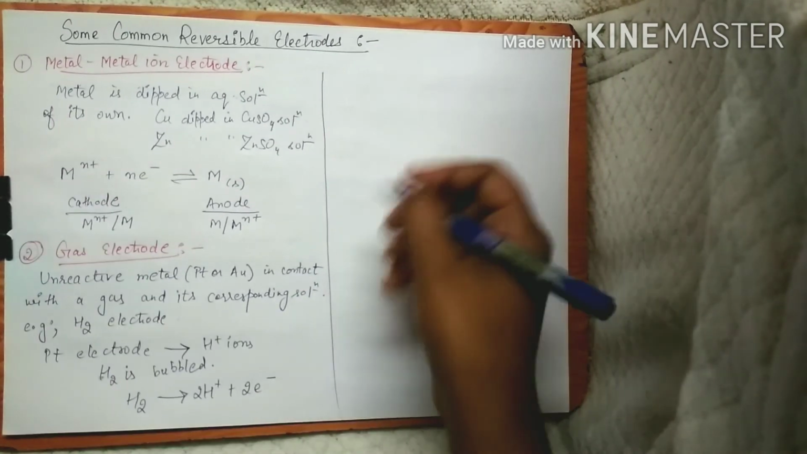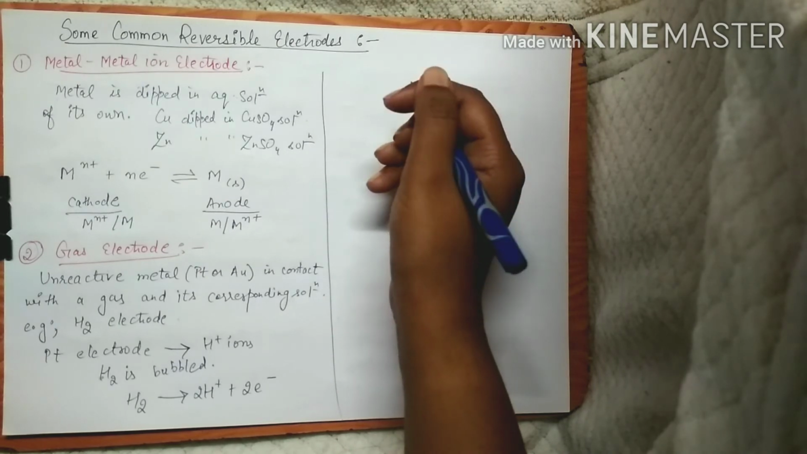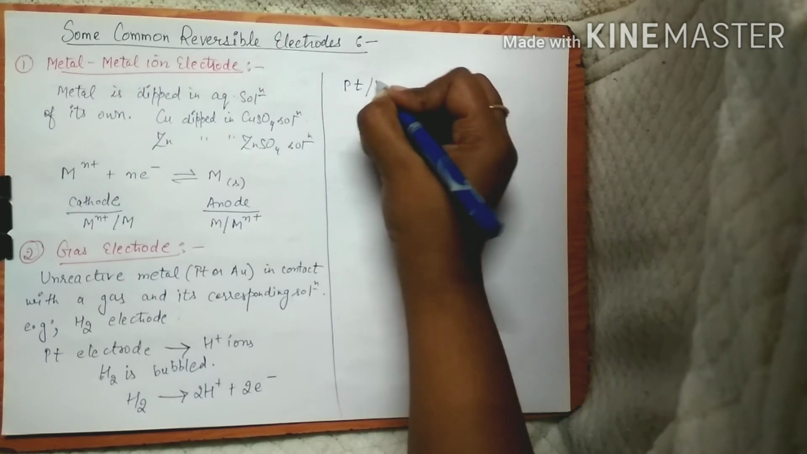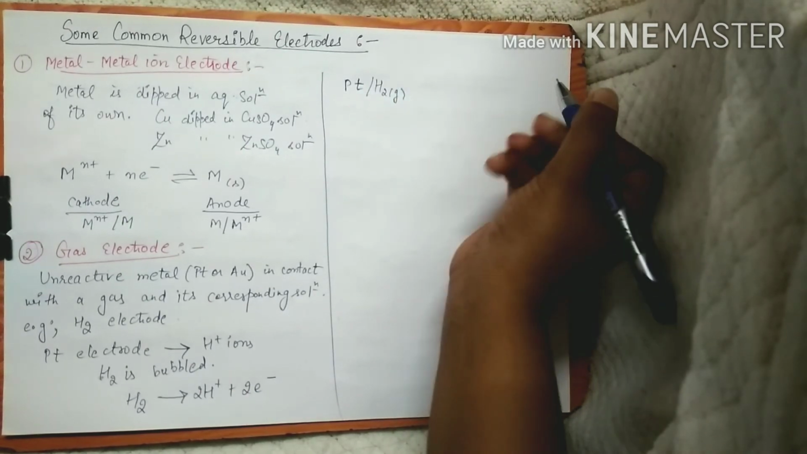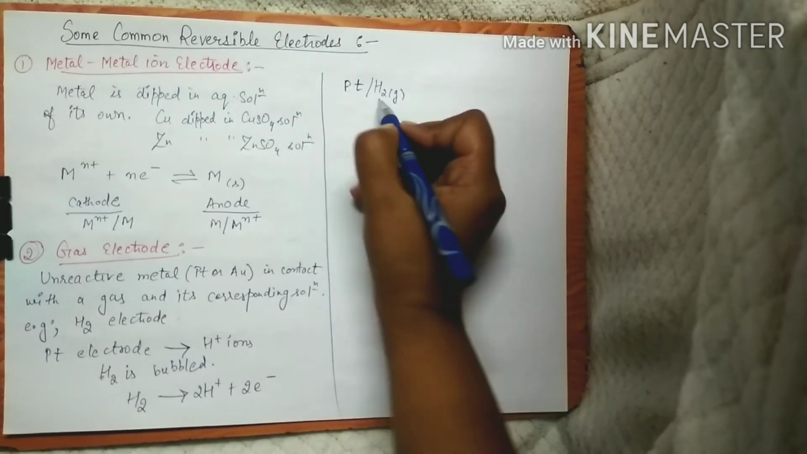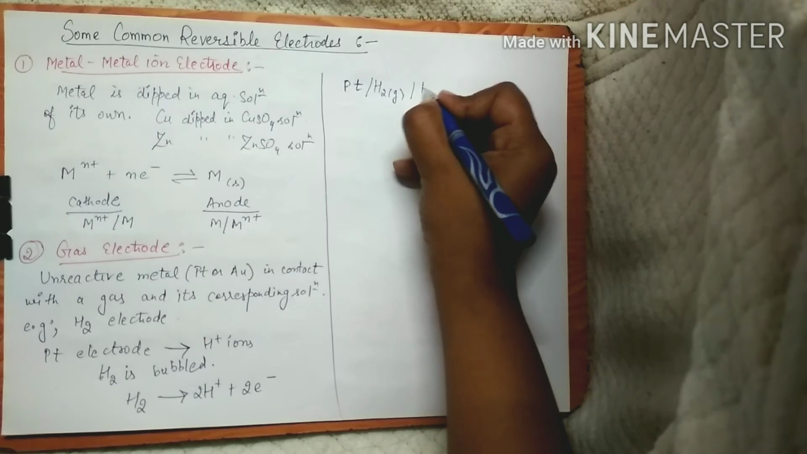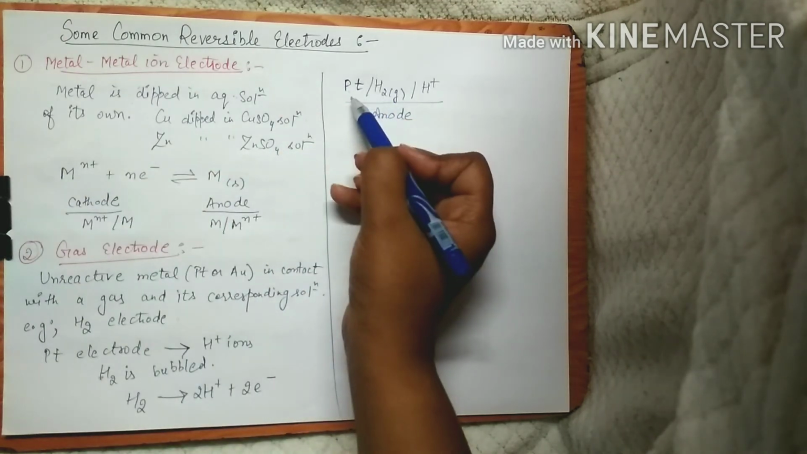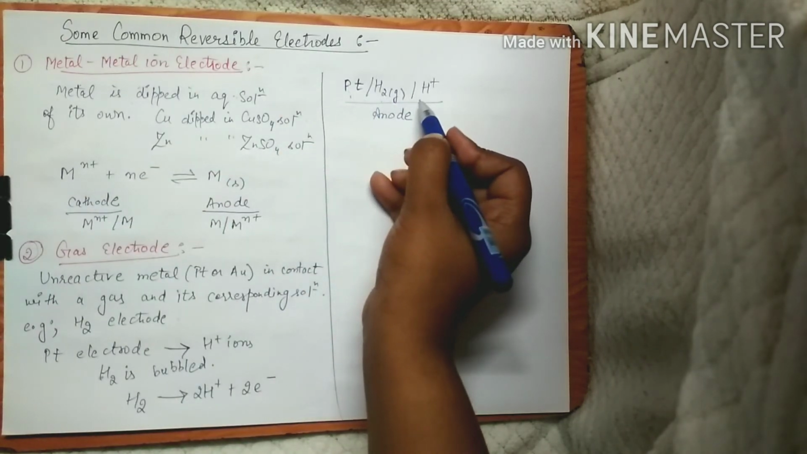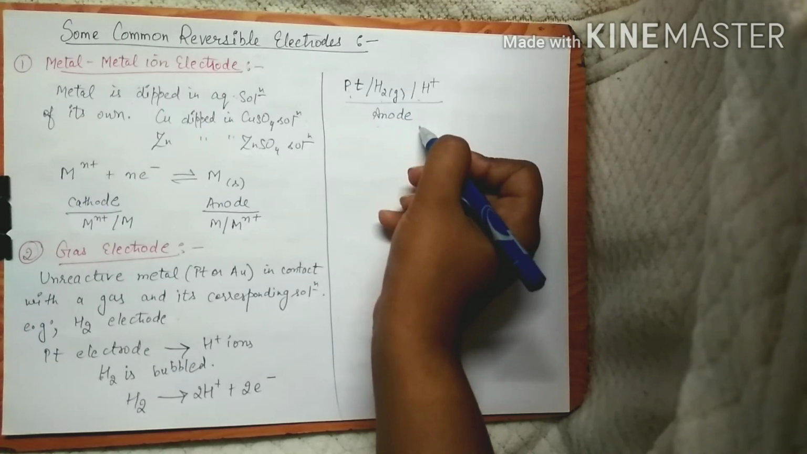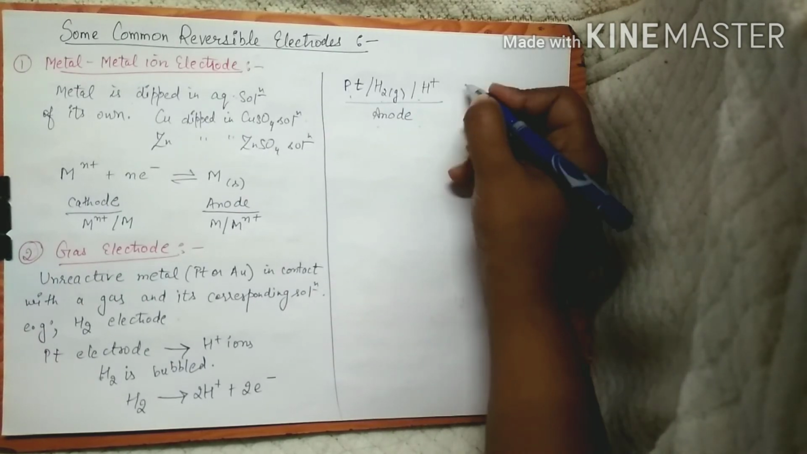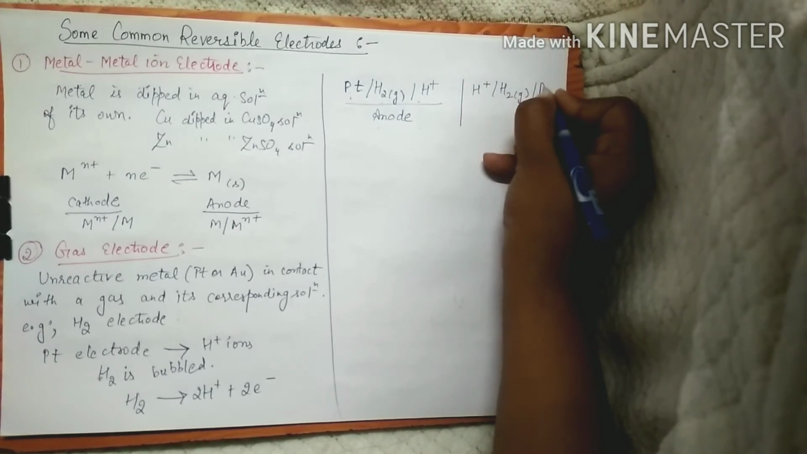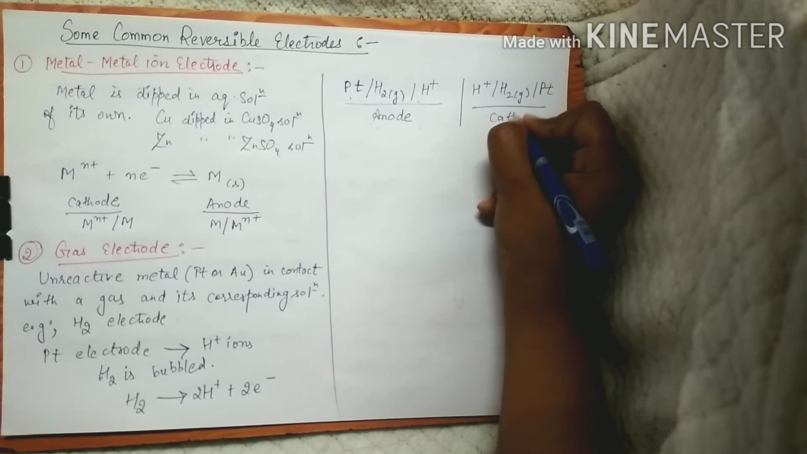So if I want to represent this electrode, the representation will be platinum. On the surface of platinum, H2 gas comes and changes to H+. This happens when it is acting as an anode. And if I talk about the cathode, H+ ions will change to H2 gas at platinum. So this is the case when it is acting as cathode.